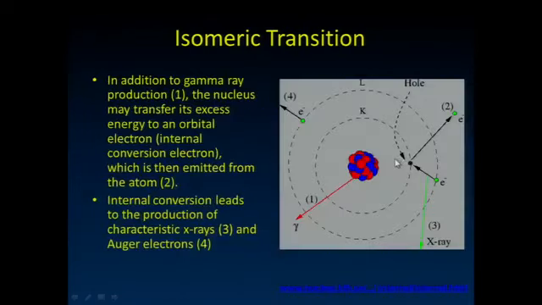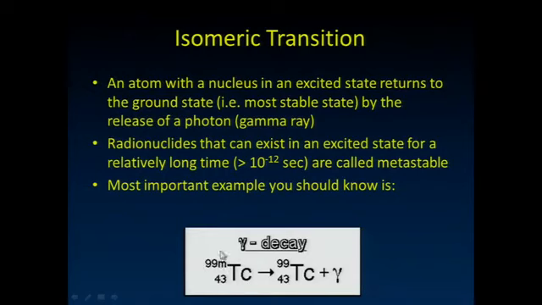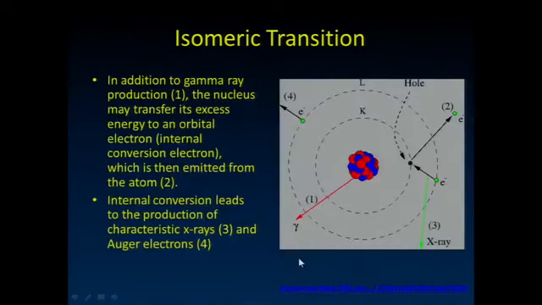What's nice about isomeric transition? Well, we get decay to that stable state and we get this release of a gamma ray. So that gamma ray is given off. Here we see that happening. That's labeled 1 in this picture here. Sometimes we don't see that gamma ray produced.